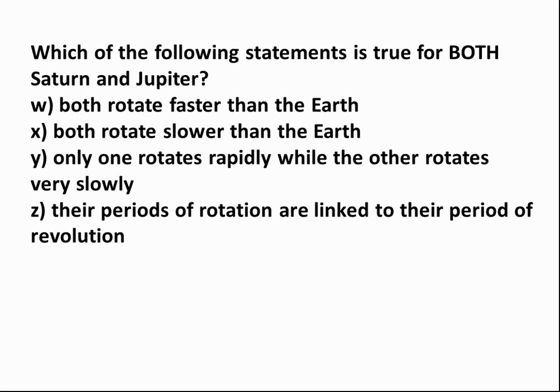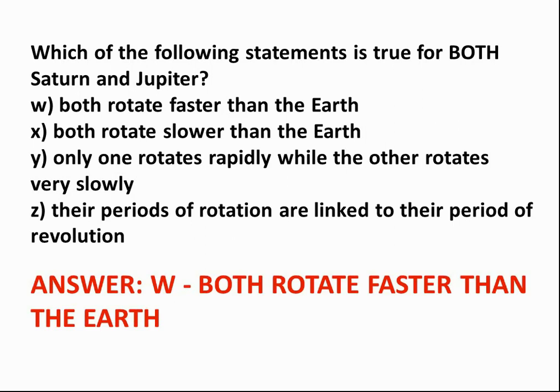Which of the following statements is true for both Saturn and Jupiter? W. Both rotate faster than the Earth. X. Both rotate slower than the Earth. Y. Only one rotates rapidly while the other rotates very slowly. Z. Their periods of rotation are linked to their period of revolution. Answer: W. Both rotate faster than the Earth.